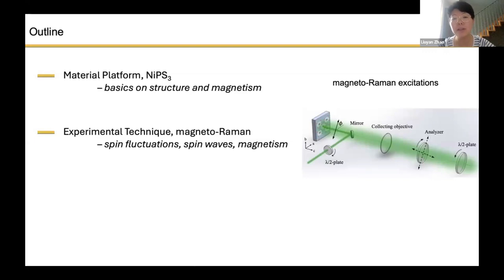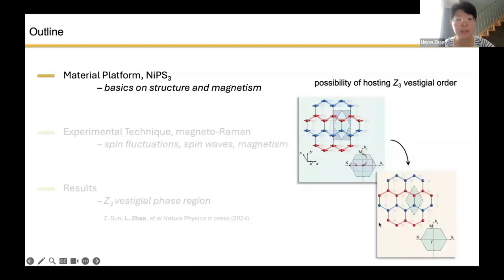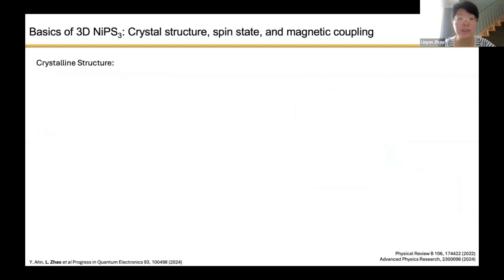We are going to give a little bit of introduction about how Raman spectroscopy detects different magnetic degrees of freedom. And then we will show our result. By the end, I hope that I can convince you there is this phase diagram of 3 different regimes in this nickel phosphorus trisulfide system as functions of temperature and thickness. Okay, let's start with the first part.